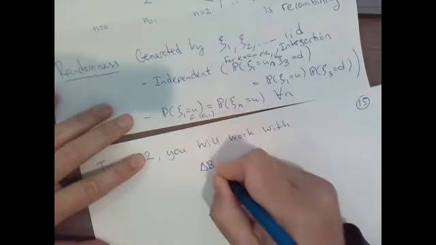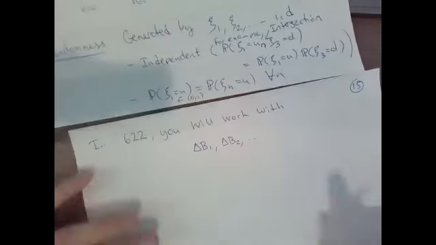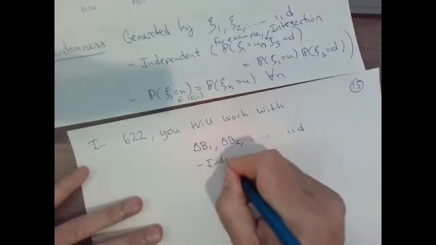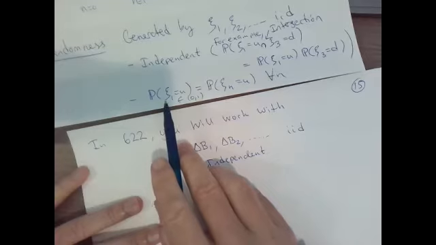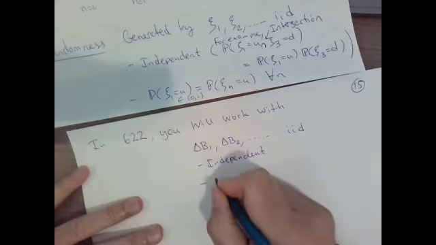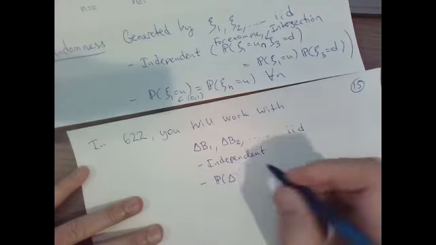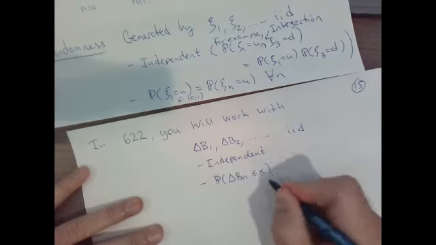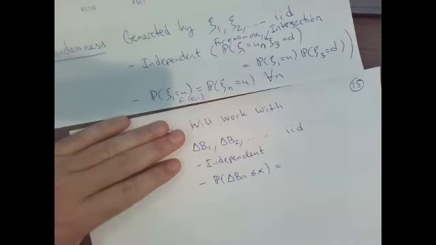by delta B1, delta B2, and so on. They are also IID, right? So independent. But the distributional properties are slightly different. The probability that delta Bn is less than x. This is the Gaussian. So how would you compute that?